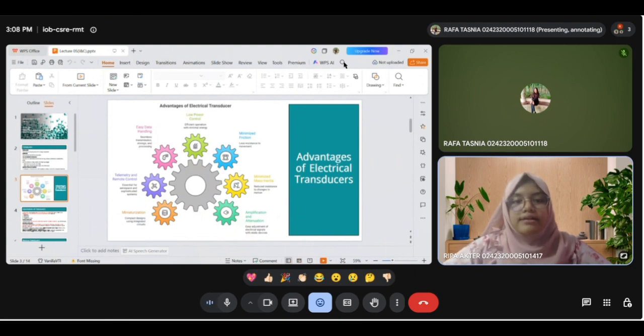Now let's look at the advantages of electrical transducers. They provide easy data handling and processing, low power consumption, reduced friction and inertia, easy signal amplification and attenuation, compact size through miniaturization, and finally remote monitoring and control capability. Because of these advantages, electrical transducers are widely used in modern measurement systems. Next slide.